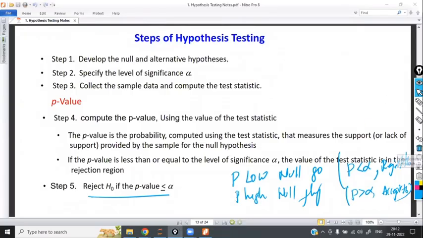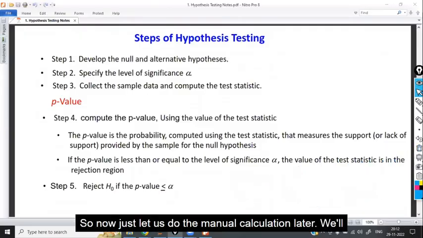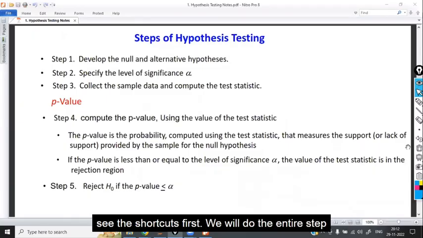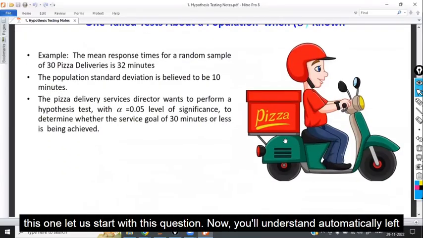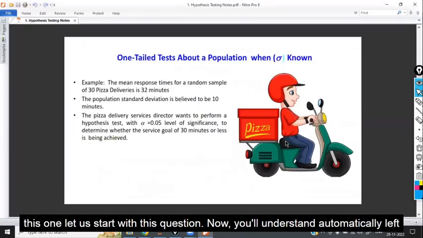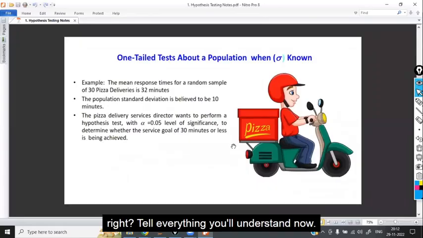Right? Done? So now let us do the manual calculation. Later we'll see the shortcuts. First we'll do the entire thing step by step manually. Now the question is this one. Let us start with this question. Now you'll understand left tail, right tail, everything automatically.